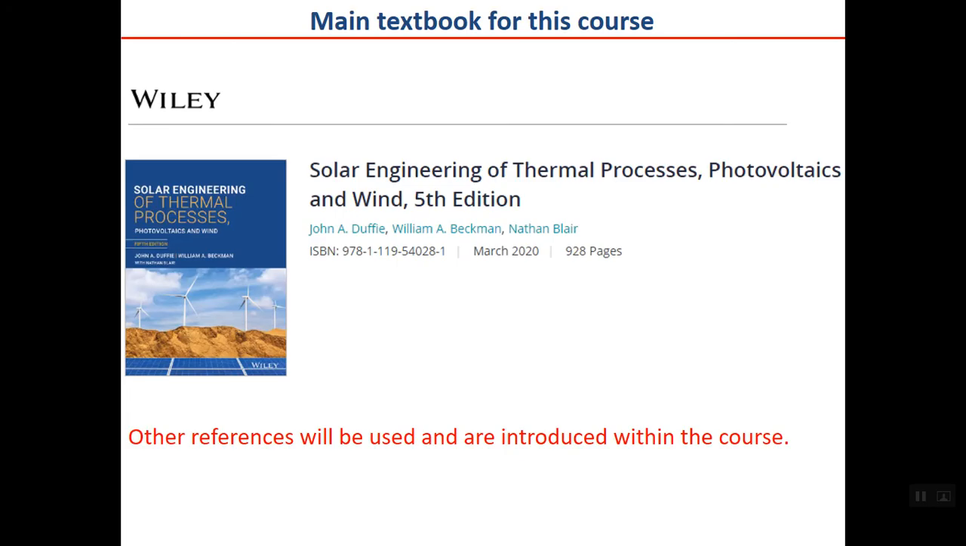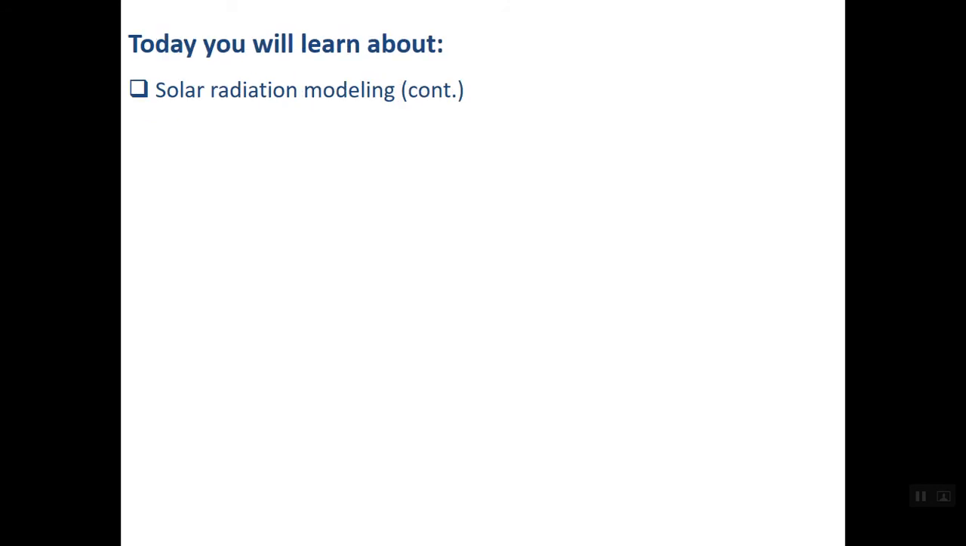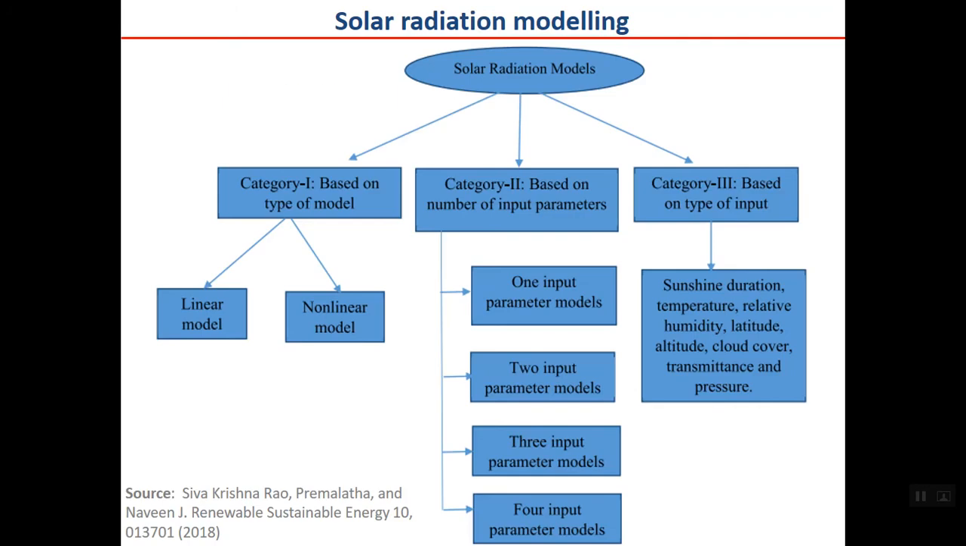This was our textbook, just for a reminder. Topics of the previous session, if we have a short look, included a spectral distribution of extraterrestrial radiation, atmospheric attenuation of solar radiation, data resources, and we just spoke about one of the solar radiation models, which was the clear sky model. And today we will learn about other solar radiation models.